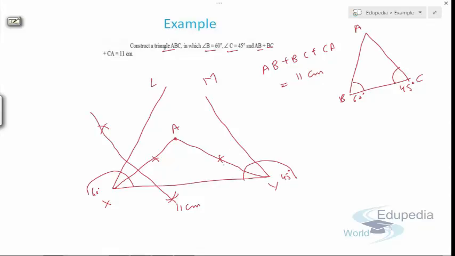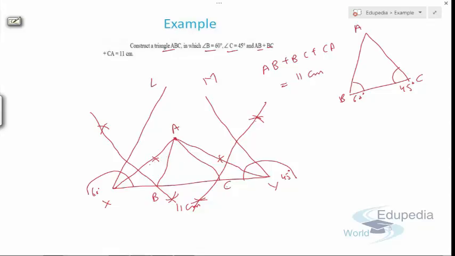Do like this. Then similarly like this, and then like this. So what is the required triangle? We join this one and this one, right? So this is the required triangle. ABC is the required triangle.